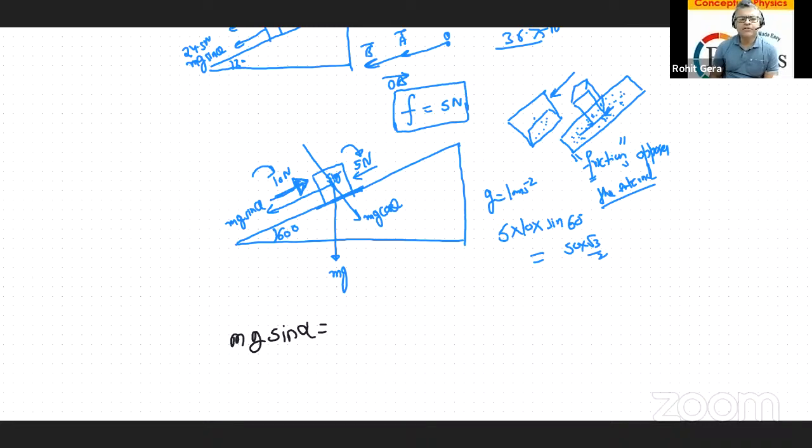And remember, this force appears because of the tendency. It appears. It is not there. It appears because of the tendency to go up and down.